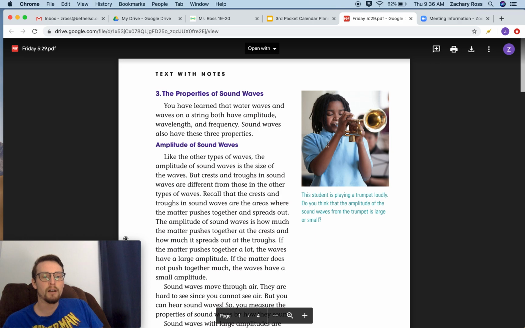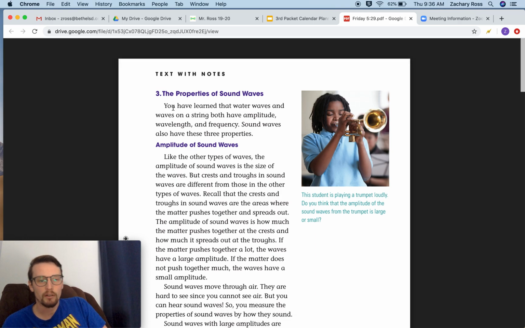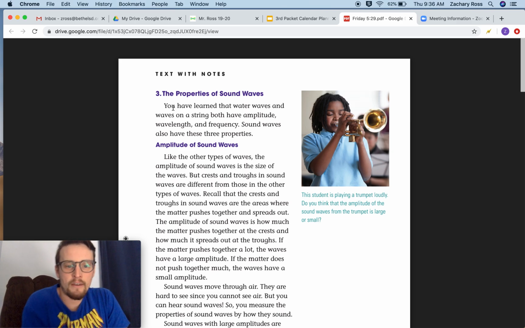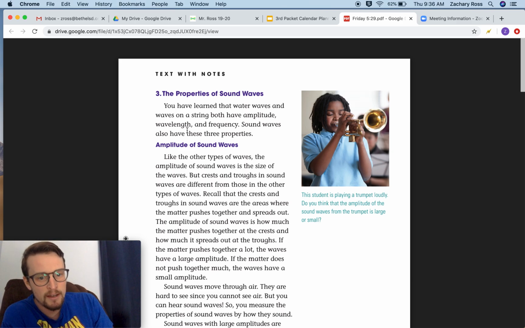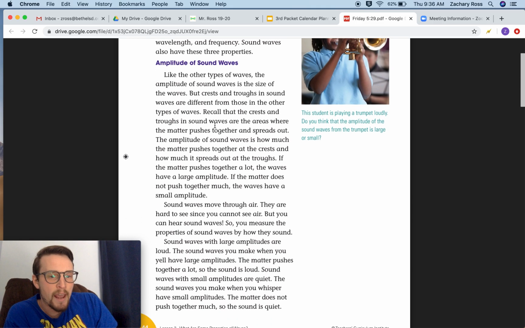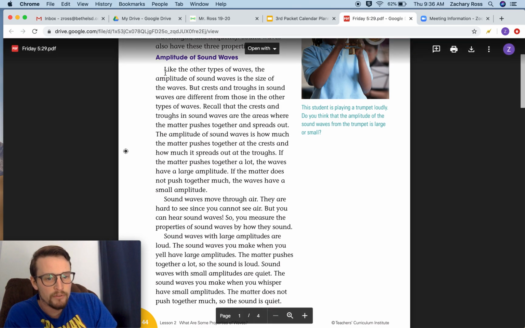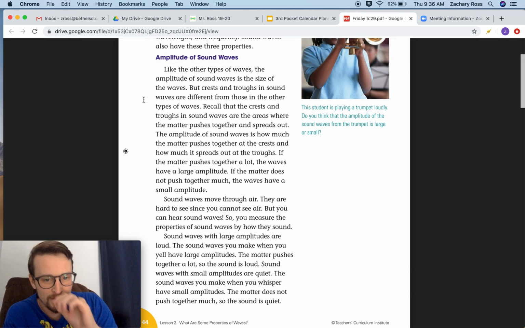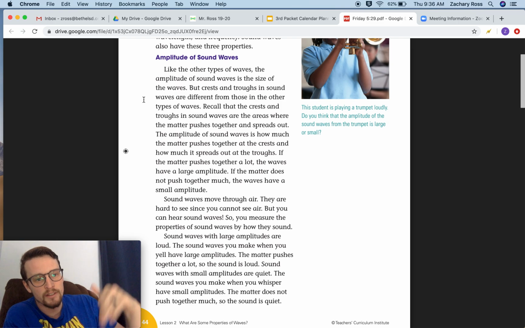The properties of sound waves. You have learned that water waves and waves on a string both have amplitude, wavelength, and frequency. Sound waves also have these three properties. Amplitude of sound waves. Like the other types of waves, the amplitude of sound waves is the size of the waves. But crests and troughs in sound waves are different from those in other types of waves.